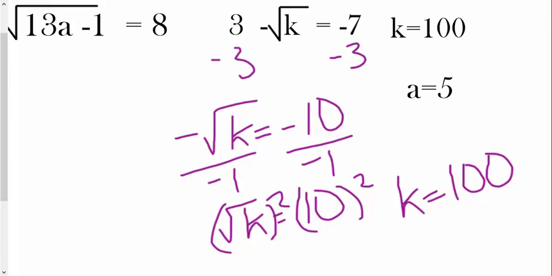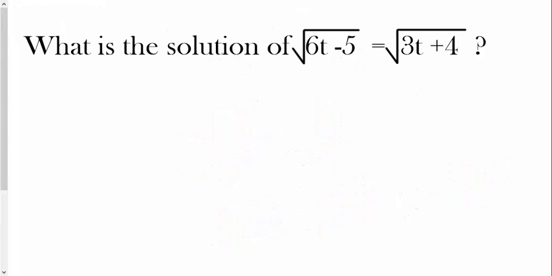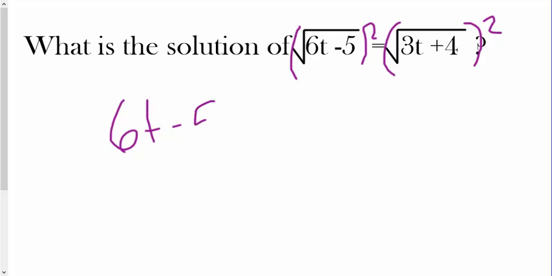So let's try some more problems out. What is the solution of the square root of the quantity 6t minus 5 equals the square root of the quantity 3t plus 4? All I have to do here is square both sides first. Because they both have radical symbols, to simplify it, I just have to square both sides. So that means 6t minus 5 is equal to 3t plus 4.